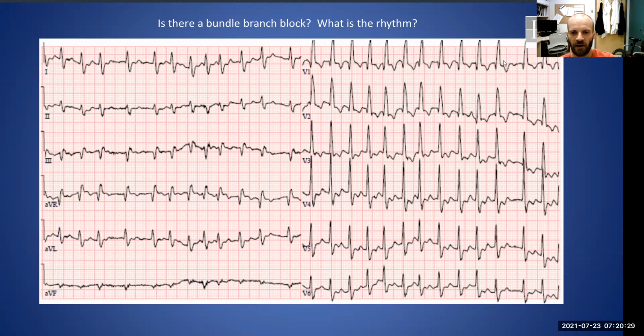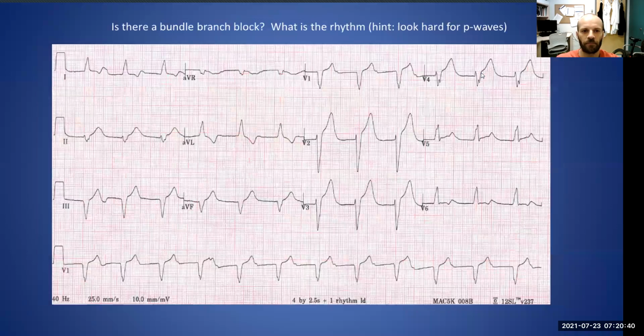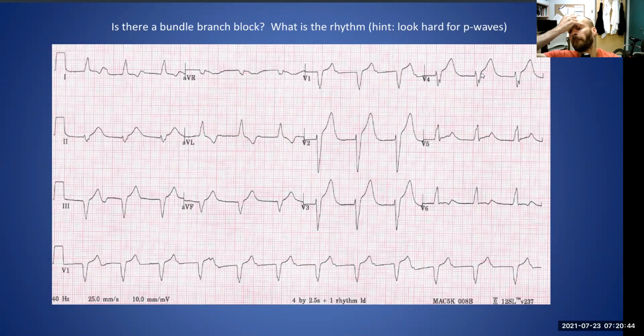Okay, so these are getting harder every time, aren't they? You thought it was easier a few weeks ago, but these are getting trickier. But well done. Excellent. So atrial fibrillation with right bundle branch block. Next. Who's going to go for this one?